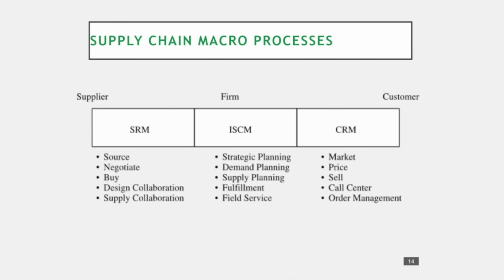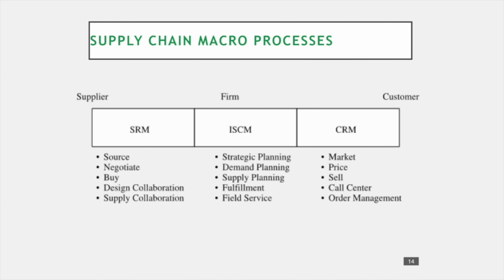One thing to note is that all these supply chain macro processes are ultimately serving the same customer. So although they are listed in different categories, ultimately they are serving the same customer. And it goes without saying that to have a successful supply chain management, all these three macro processes of the supply chain need to be closely integrated.